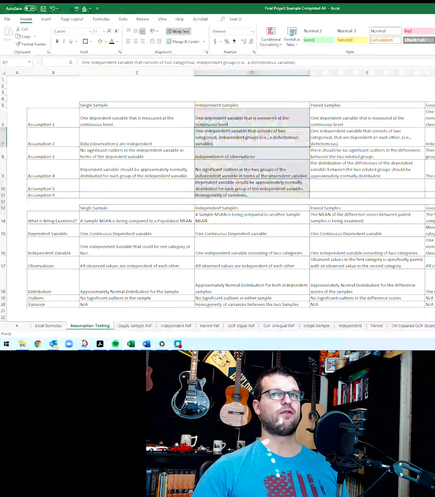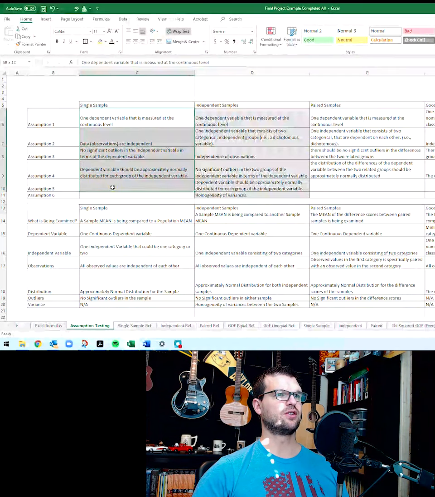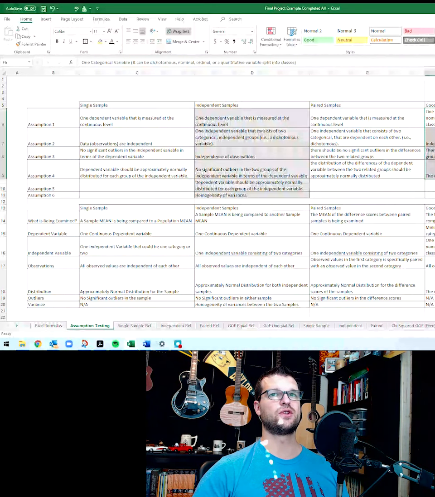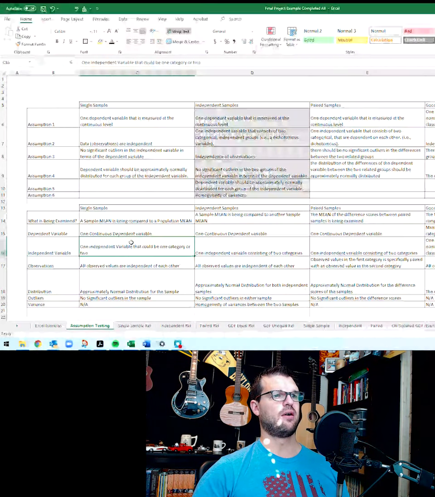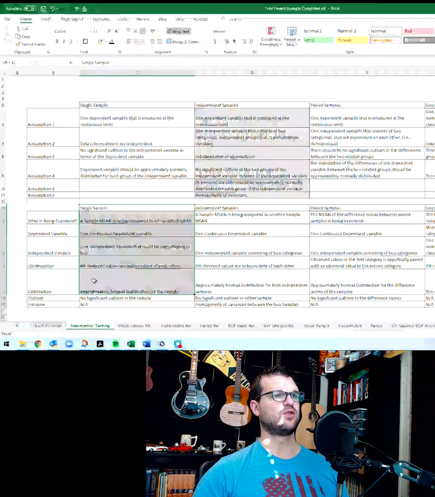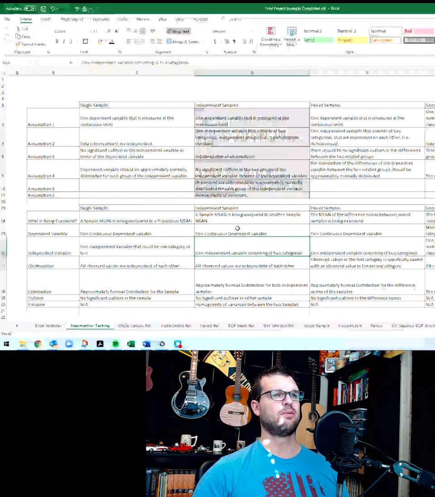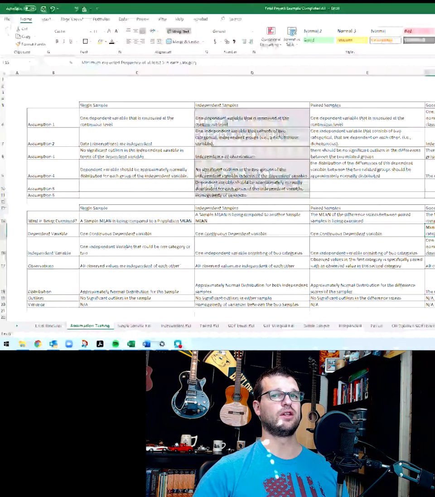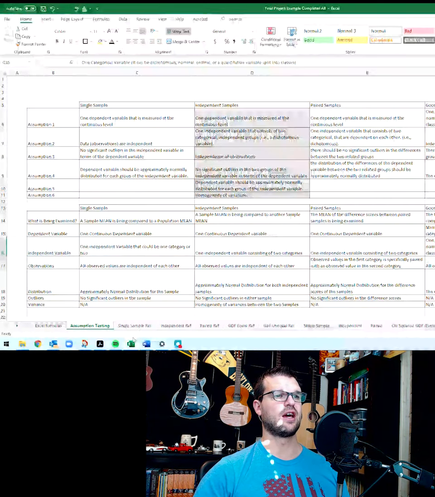Next, there's a tab on assumption testing. In order to run every single test, you've got to meet certain assumptions. So this goes through your single sample, independent sample, paired sample, goodness of fit for equal proportions, and goodness of fit for unequal proportions. And then below that it says here's what's being examined: a sample mean is being compared to a population mean, independent sample, and so on and so forth. This is a really great resource. I'd highly suggest that you just hang on to this.